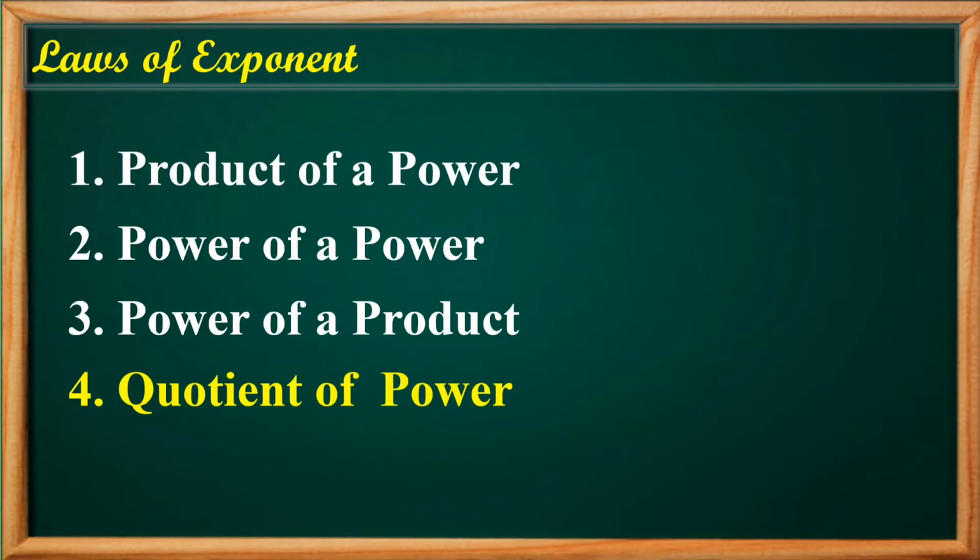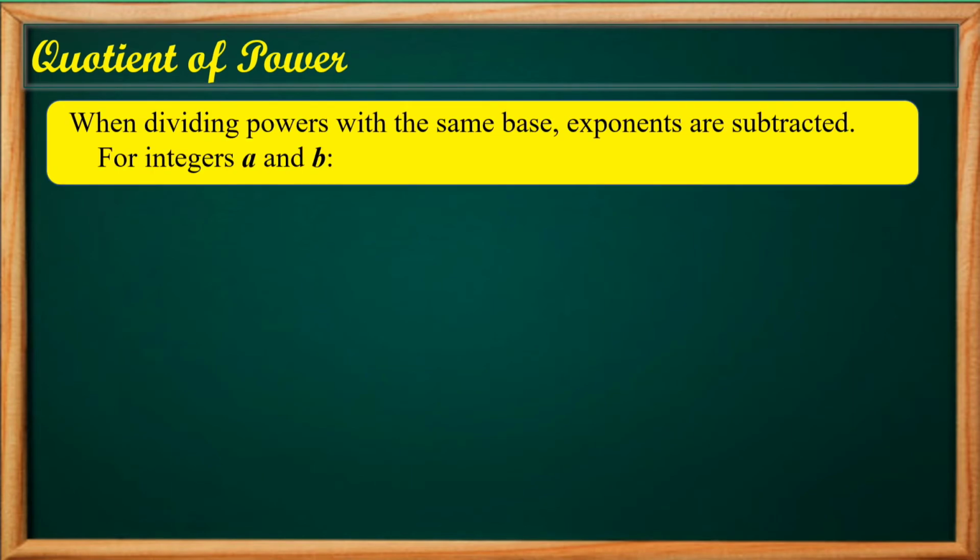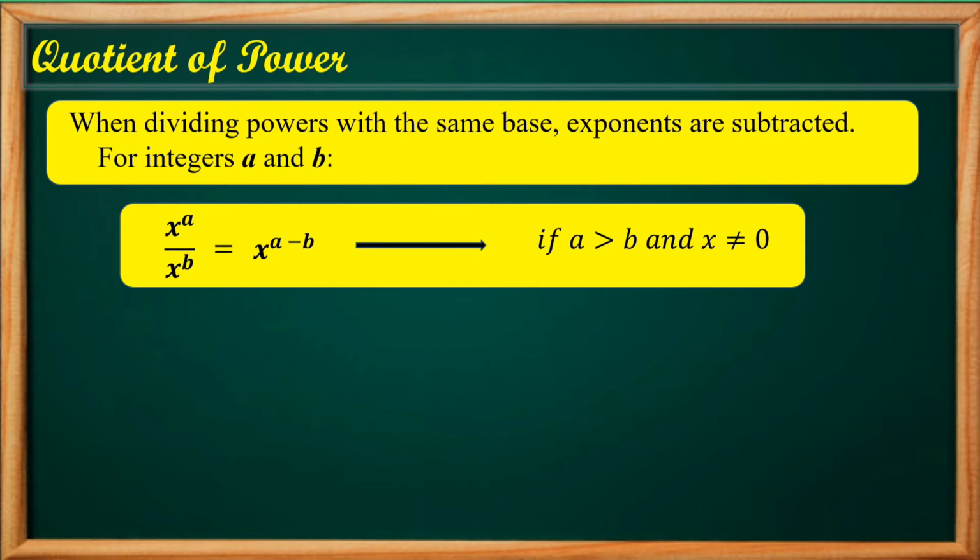How about the fourth law? The fourth law of exponent is the quotient of a power. When dividing powers with the same base, exponents are subtracted, for integers a and b. The first condition is x raised to the power of a over x raised to the power of b equals x raised to the power of a minus b, if a is greater than b and x is not equal to 0. If x is equal to 0, then it is undefined.